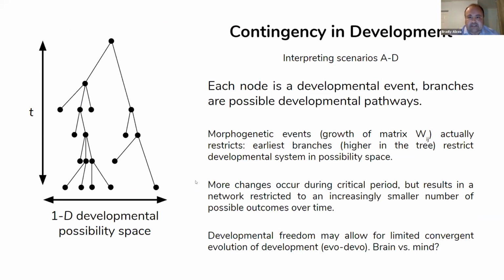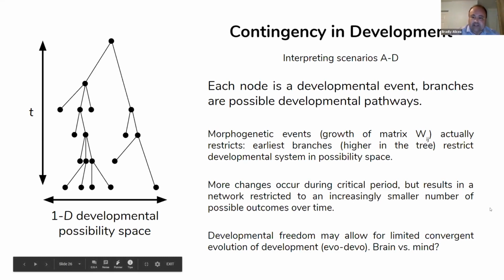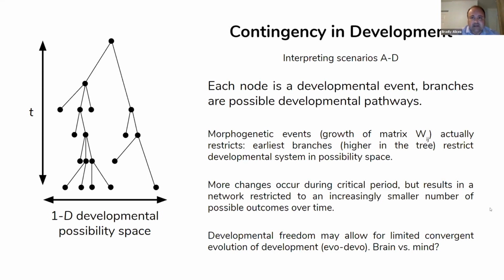When we build a nervous system, we have to consider that contingency is important. Morphogenetic events actually restrict the network. The more morphogenetic events you have, the longer your morphogenesis period goes and the later your developmental freedom is, then the more contingent and restricted your network is. More changes will occur during the critical period, but it results in a network restricted to an increasingly smaller set of possible outcomes over time. Finally, developmental freedom may allow for a limited convergent evolution of development, and there may be ways to investigate brain versus mind using that approach.